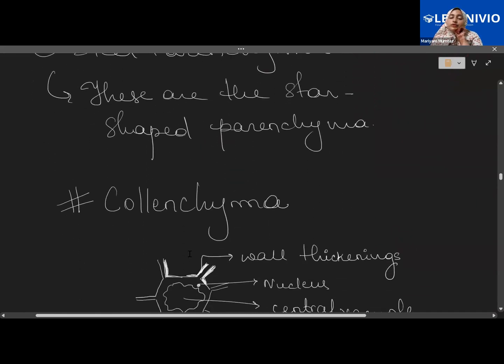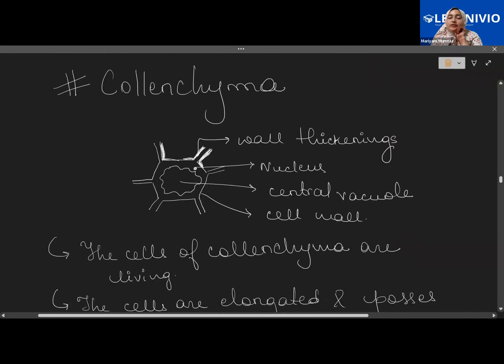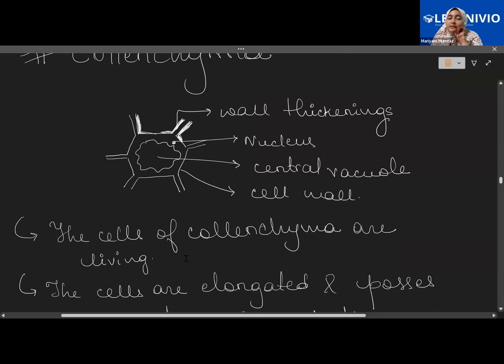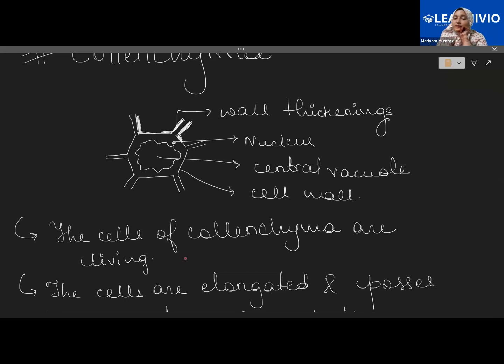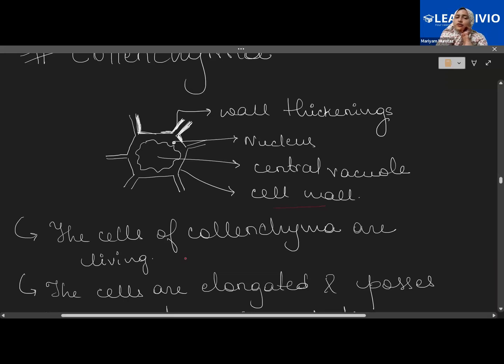Now coming on to the collenchyma. So this is how the collenchyma looks like. The collenchymatous cell or tissue looks like this. It has a large central vacuole. Cell wall is present in it. Then nucleus obviously would be there, and it has certain thickenings at the wall.